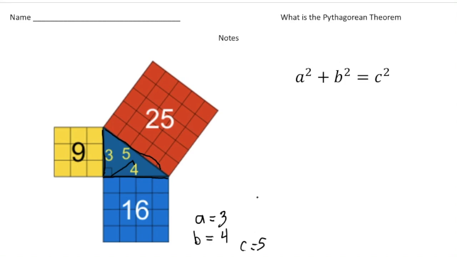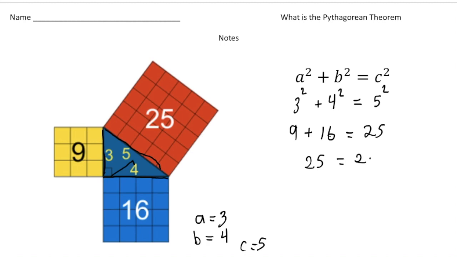All right. So let's plug it in and make sure it works. So if A is 3, it's going to be 3 squared plus, well, B is 4, so plus 4 squared. That's going to equal C, which is 5, and 5 squared. So now if I simplify this, 3 squared is 9, plus 4 squared is 16, and that's going to equal 5 squared, which is 25, and 16 plus 9 is 25, and because 25 equals 25, we know that 3, 4, and 5 are the correct dimensions of this right triangle.